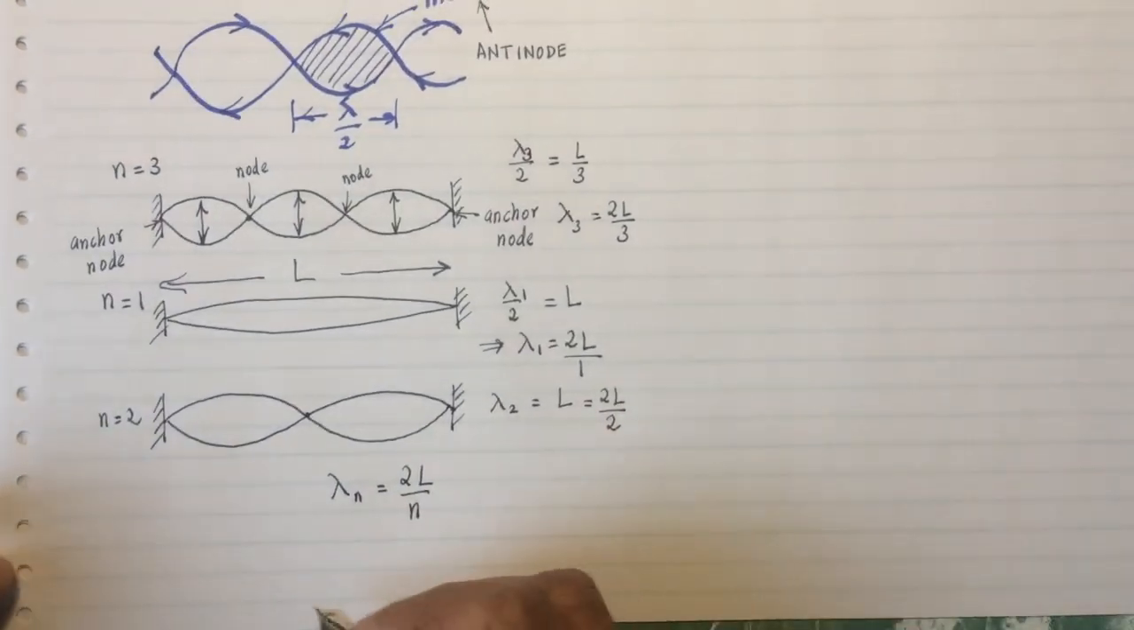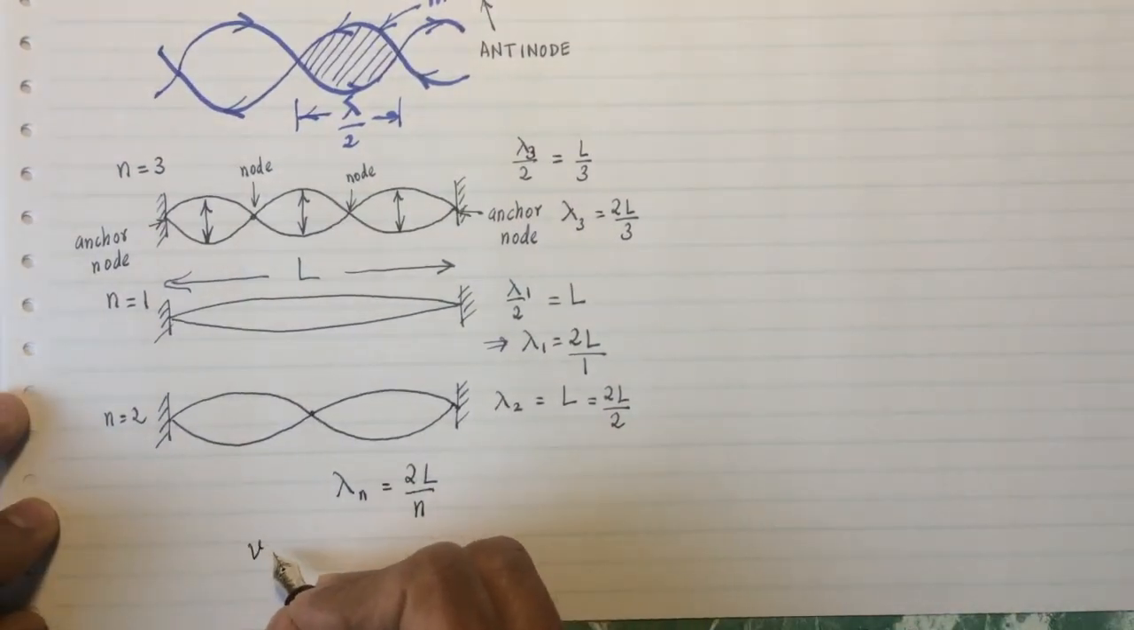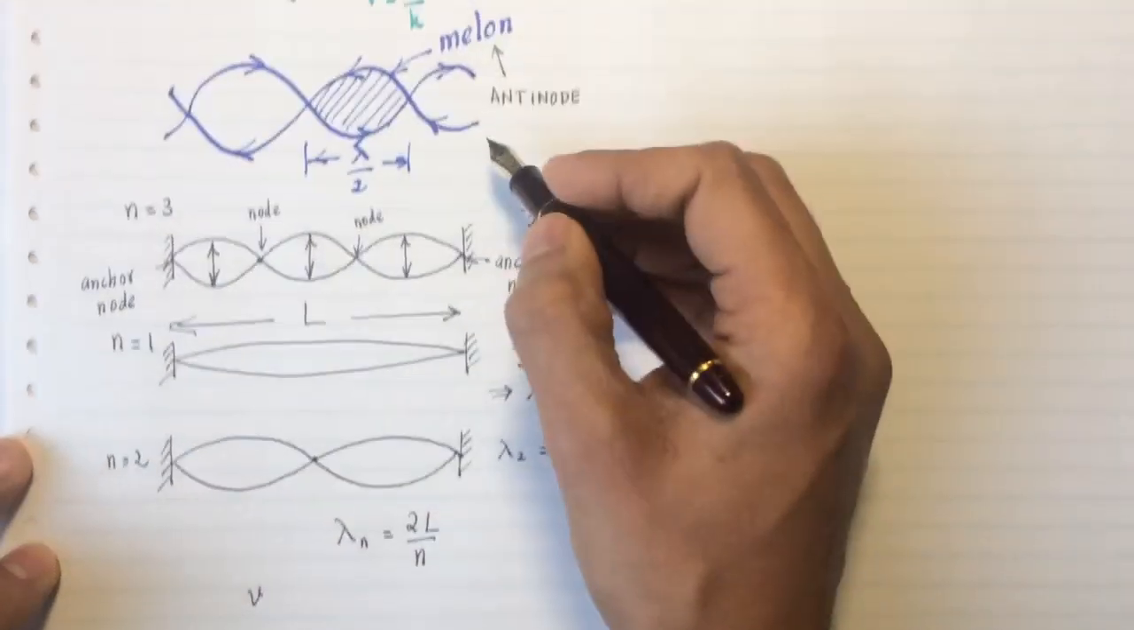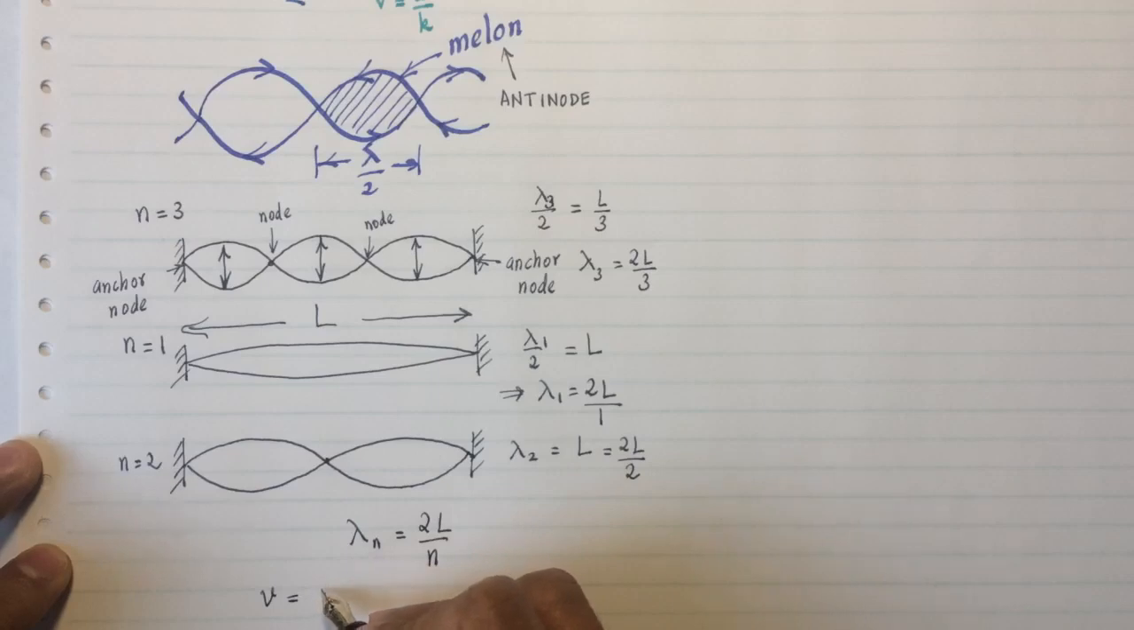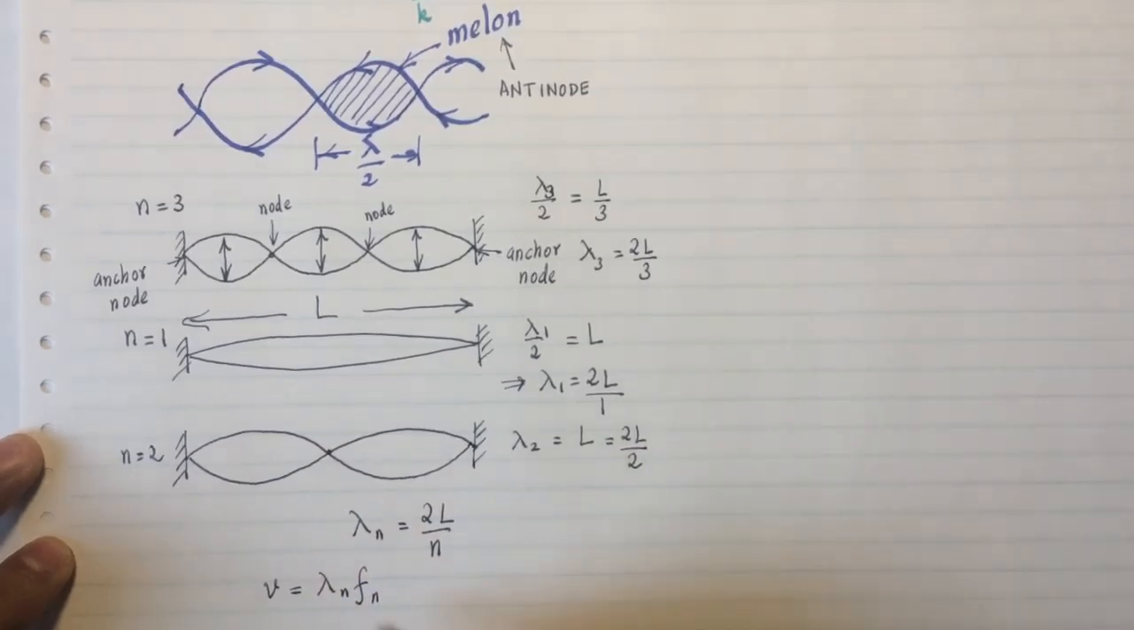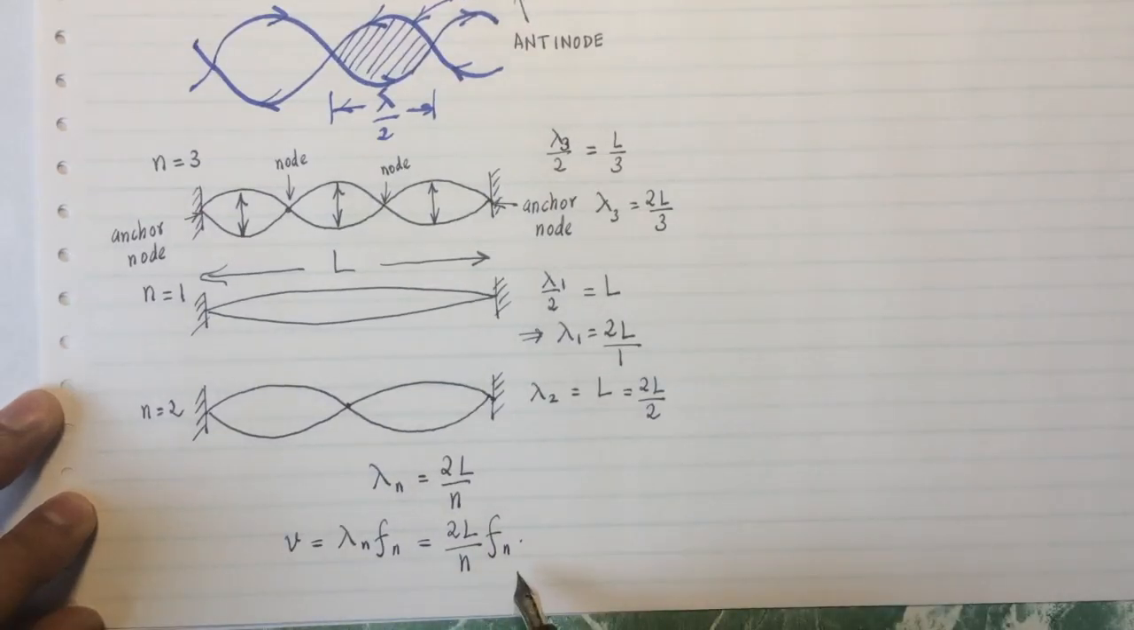And once you have lambda n, you can find the speed of the wave. The speed v that I have here is just given by lambda n times the frequency fn by the wave relation. So you can find the nth harmonic frequency fn for this particular string is given by that. Now later on I'll tell you what the velocity is given also by, but right now let's just save this.